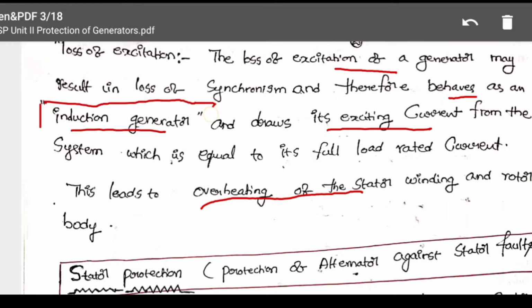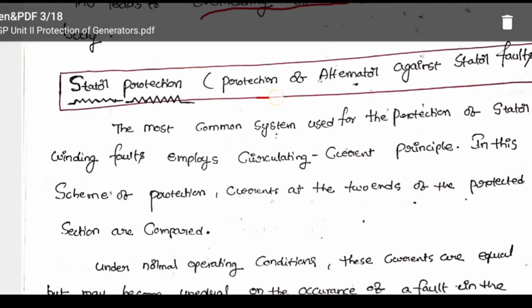Coming to stator protection, that means protection of the alternator against stator faults. What are stator faults? Phase to phase, phase to ground, and interturn faults between the same coil, the same turn. If any fault occurs, how do we protect against it? Stator faults are the most common. The system used for the protection of stator winding faults employs the circulating current principle, that is the differential scheme of protection. Differential relays are used.